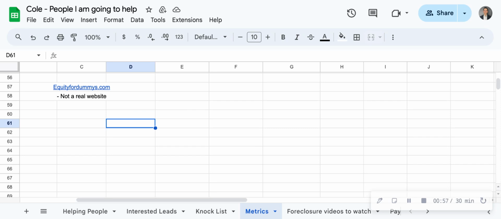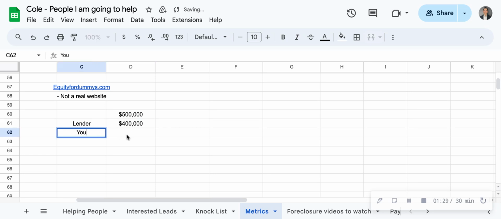Your equity increases. Okay, so there's a few different ways that you make money in real estate, right? So let's say you have a house and you buy it for $500,000. You go in and you want to get a loan on that for 80%. The lender gives you a loan for 80% of the value, and you show up and pay the difference.